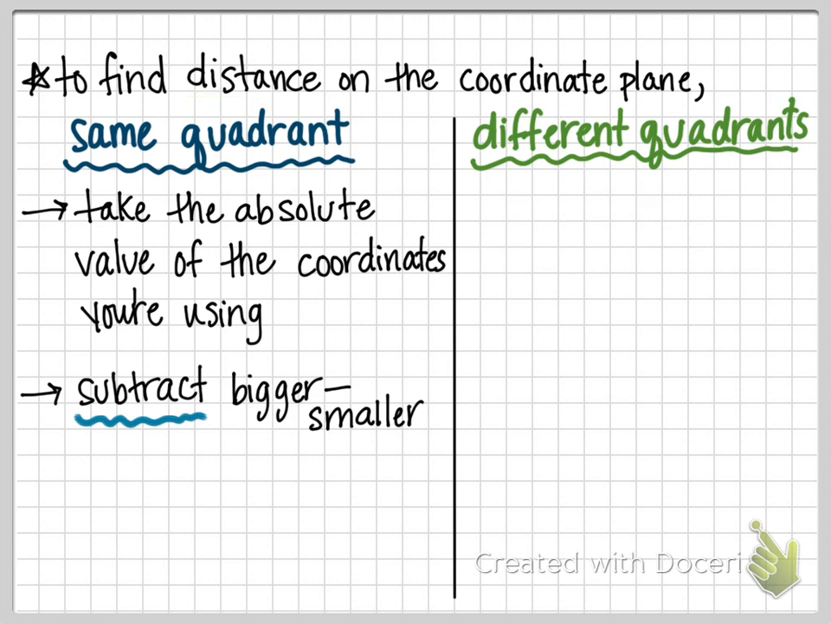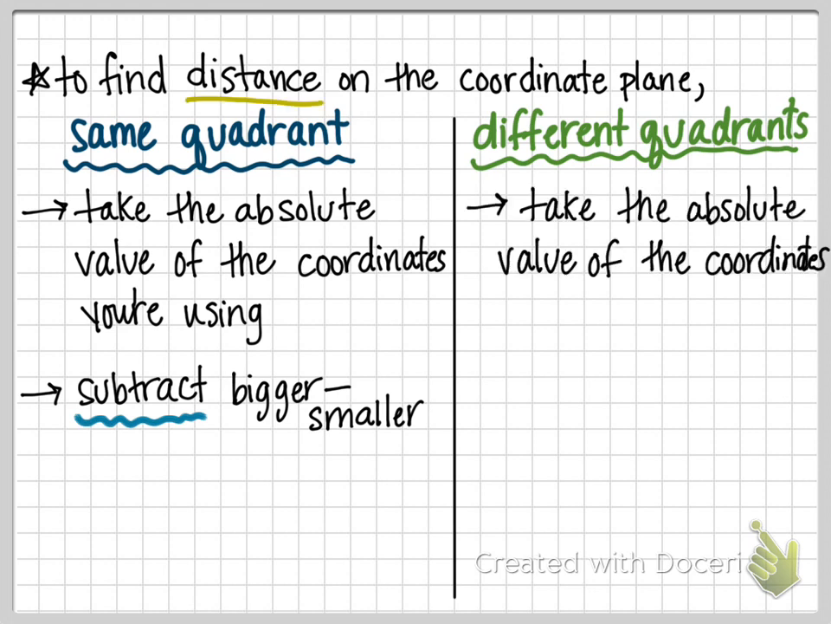Actually, let me move this back so that you guys can stay with me. If the points are in different quadrants, so if you have to cross an axis to go from one point to another, so say if you're going from Q1 all the way down to Q4, if they're in different quadrants, you still take the absolute value. So absolute value is going to come up no matter what. Take the absolute value of the coordinates that you're going to use.